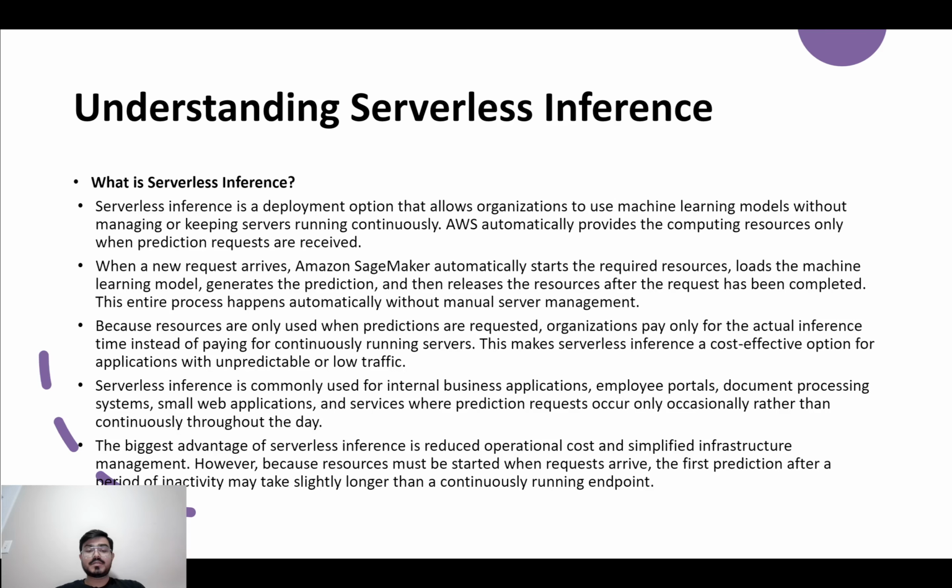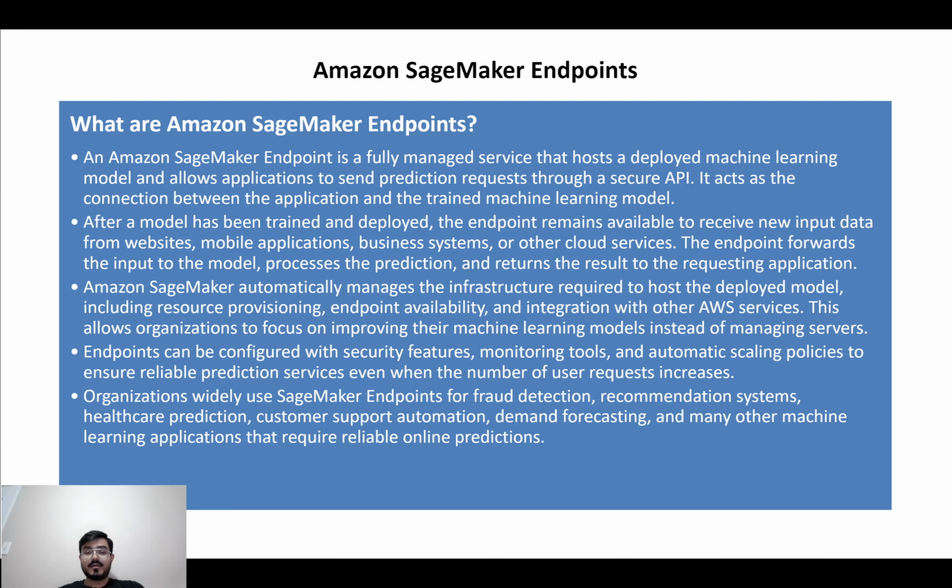Now that we understand different deployment methods, let's talk about one of the most important AWS services used during deployment, called Amazon SageMaker endpoints. So you may be wondering what exactly an endpoint is. The easiest way to understand it is to think of an endpoint as a communication bridge between an application and a machine learning model. Imagine you order food using a mobile app.